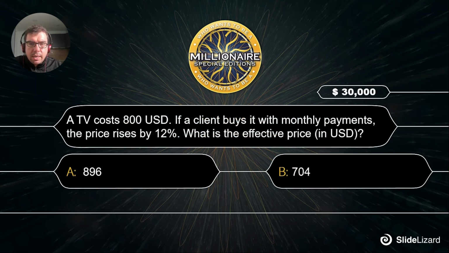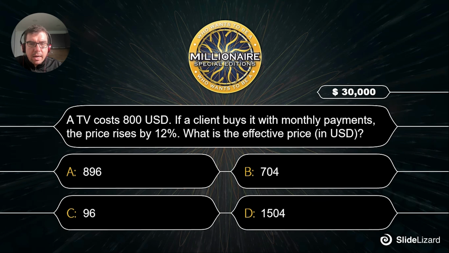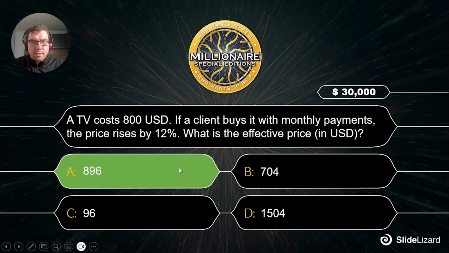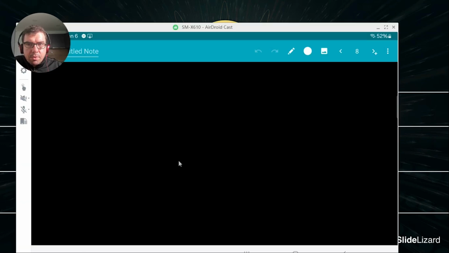A TV costs $800. If a client buys it with monthly payments, the price is raised by 12%. What is the effective price in US dollars? Think about it. Okay, did you find A? A is correct. The increment of the price is 12% of the price itself.